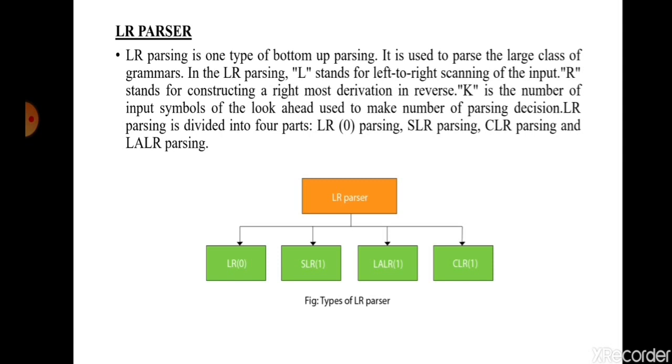There are some methods in LR parsing: SLR, LALR and CLR. We know what LR is. SLR is simple LR, LALR is lookahead LR, and CLR is canonical LR.